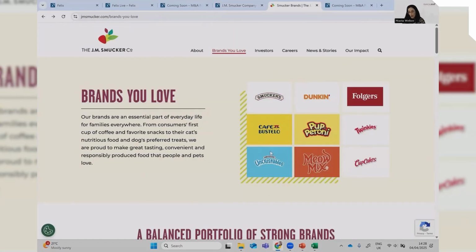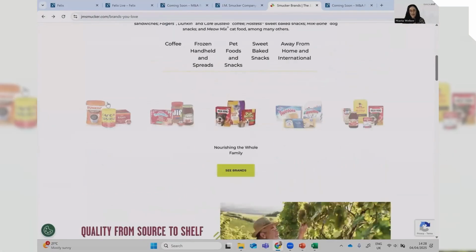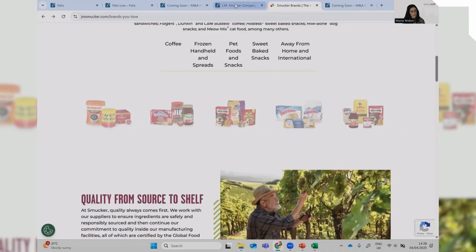If you look at these brands, okay, they've got some coffee, they've got their spreads, the peanut butter, the jams, there's pet food. This section over here, the Twinkies, that they acquired in an acquisition. So they bought Hostess Brands, and Hostess Brands was the maker of Twinkies. Now, Hostess Brands was a listed company, and J.M. Smucker is also a listed company.